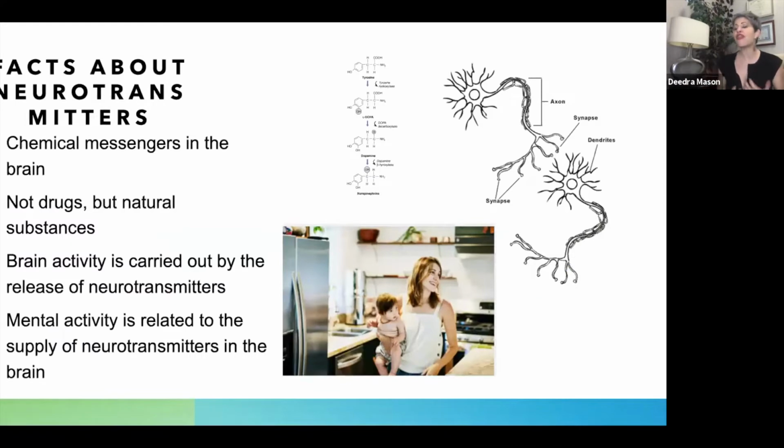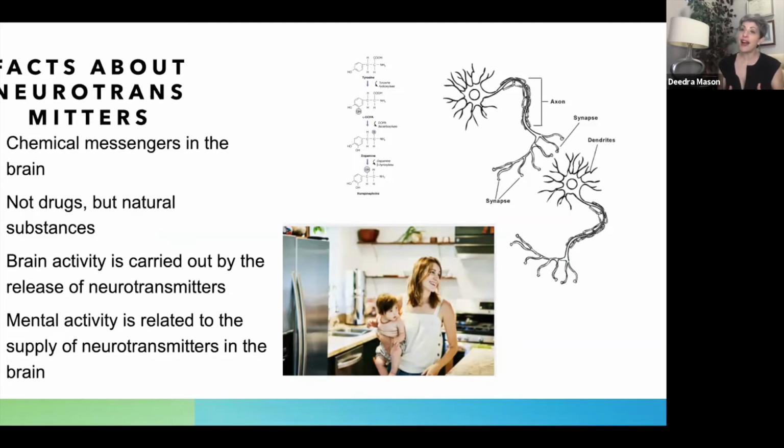So we want to think about what builds neurotransmitters. These are just simply chemical messengers in the brain. They're not drugs, they're naturally created, and they're created from what? B vitamins, magnesium, some minerals like magnesium and calcium, other vitamins like vitamin C. So we want to make sure that we've got enough of those on board so that we can create a healthy mental focus or clarity or mental flexibility environment.